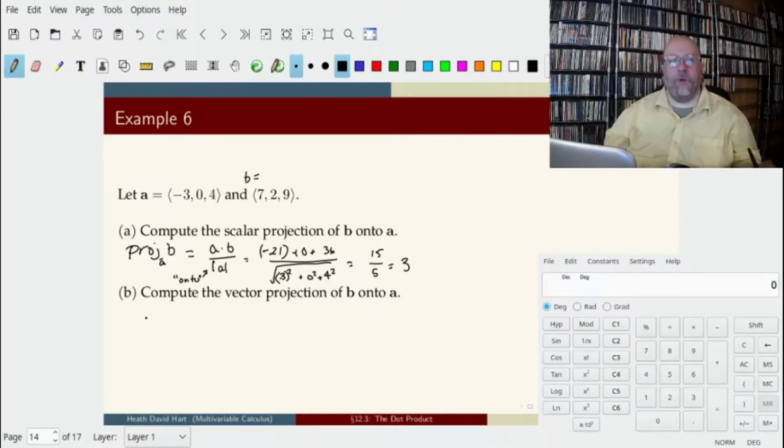All right, if we want to compute the vector projection of B onto A, I want to take the vector A and scale it so that it is now 3 units long. That's the idea. So, you know what I did? The scalar projection doesn't have projection as its abbreviation. The scalar projection is component, not projection. I did that by mistake. I'm so sorry.